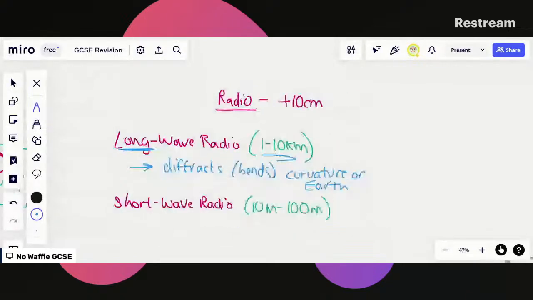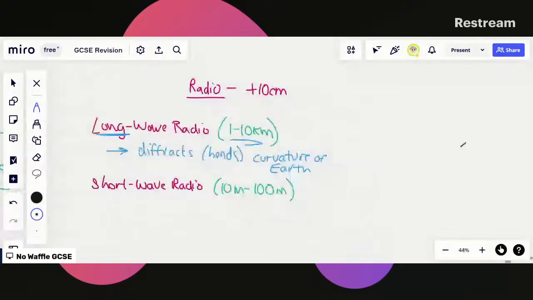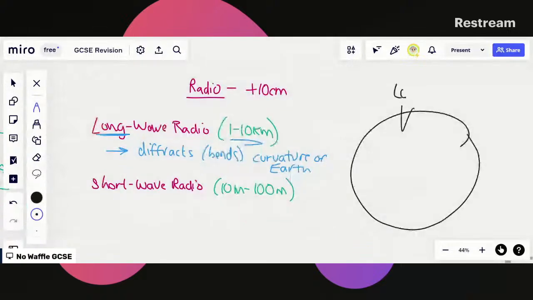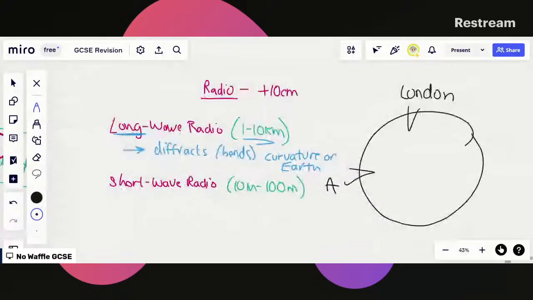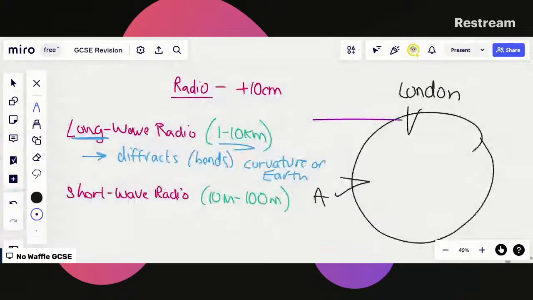Which just means that, say if you were on Earth and say this is London at this point here, and you were trying to get it to this place A. Normal waves just travel in a straight line, but these waves, because they diffract at the curvature of the Earth, are able to move alongside the curvature of the Earth. So even if the transmitter, which will be found in London, and the receiver, which will be found in zone A, are not in the line of sight, they can still transfer this long wave radio.